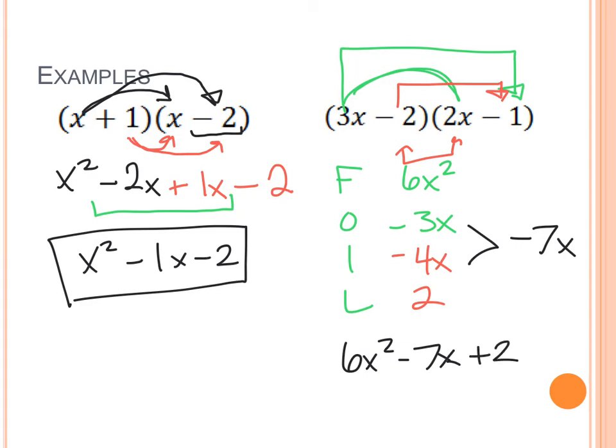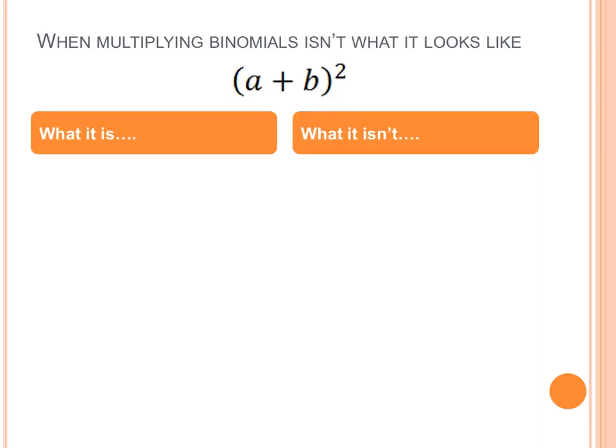And so that's using either the double distribution, as I would call it, or the FOIL method. Still kind of works out the same way. We still multiply every term with everything else and get our simplified answer. Now as we continue, we're going to look at multiplying binomials when it doesn't look like we're multiplying binomials.